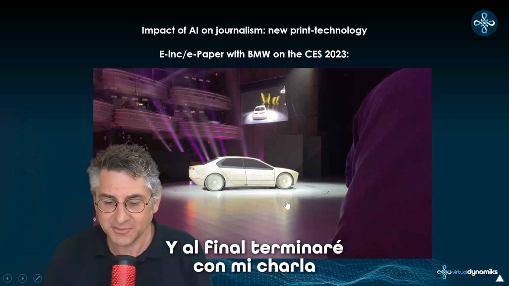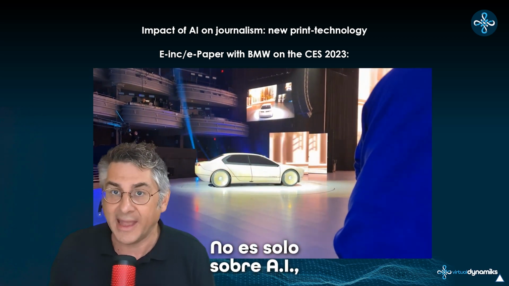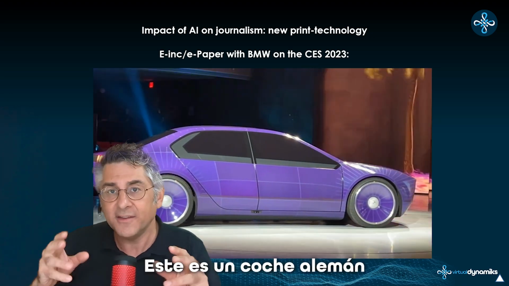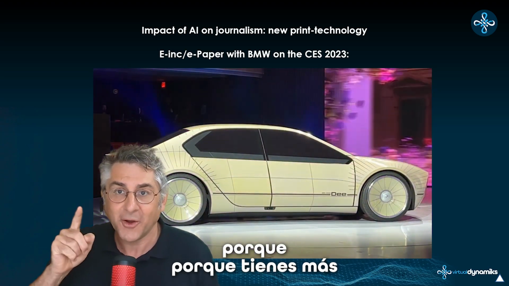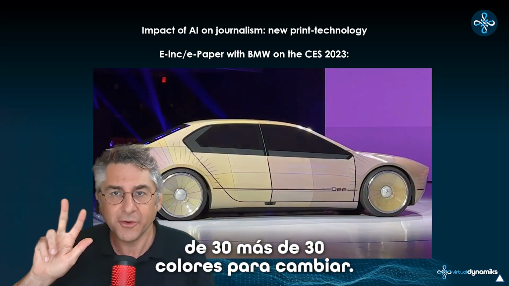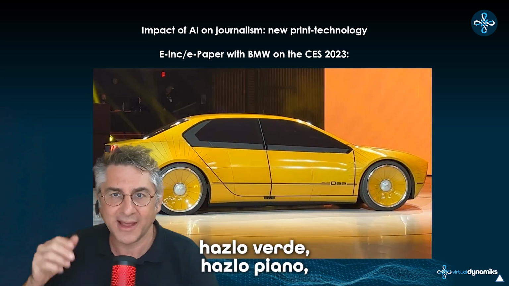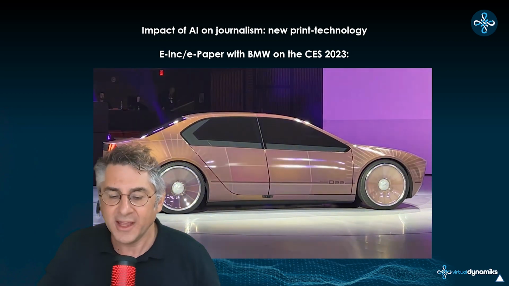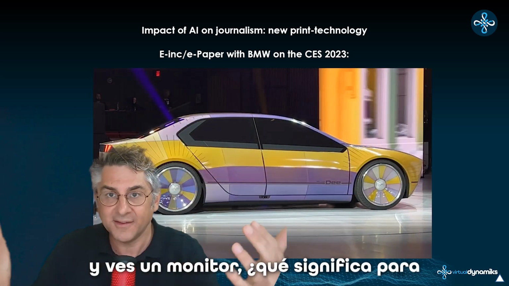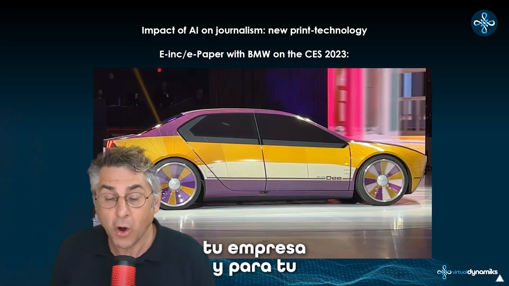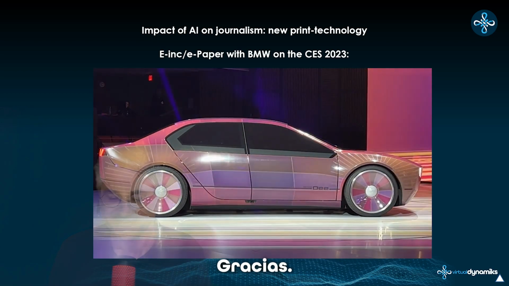And at the end, I'm finished with my talk about this, but look at that. It's all about disruption. It's not just about AI, but this year is made with AI. This is a German car, and it's brand new, and it's very interesting because you have more than 30 colors to change. You can say on the app, make it white, make it black, make it green, make it yellow. And just think about what you can do if you have a car with a 360 degrees monitor, what does that mean for your company and for your advertising? Thank you.